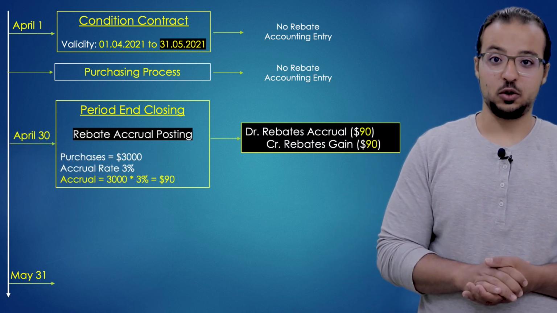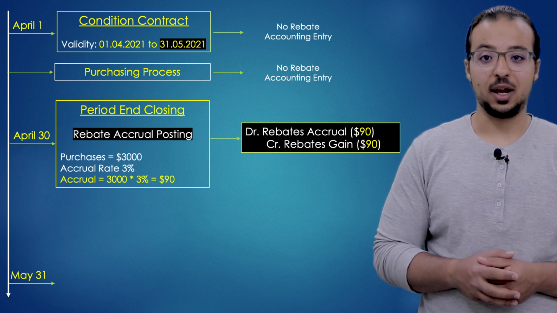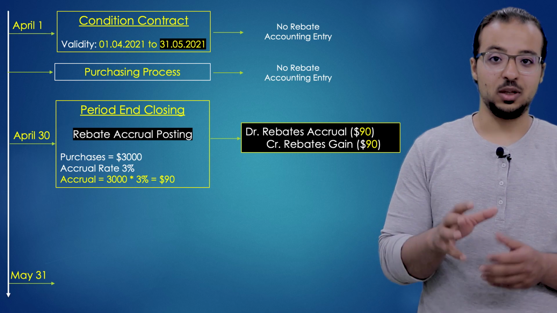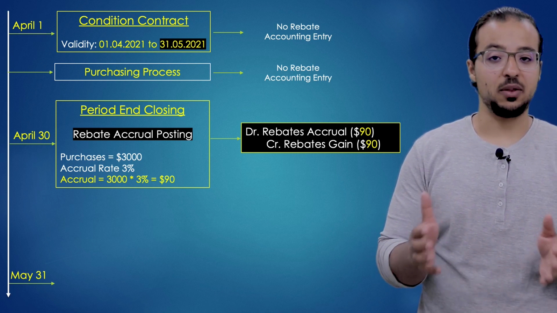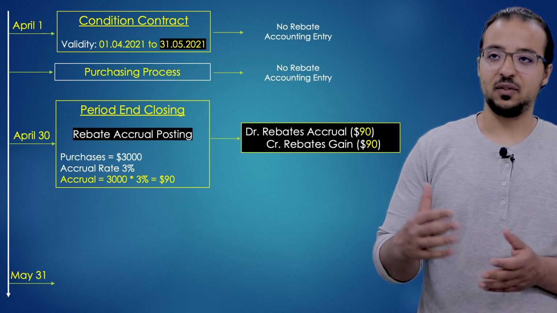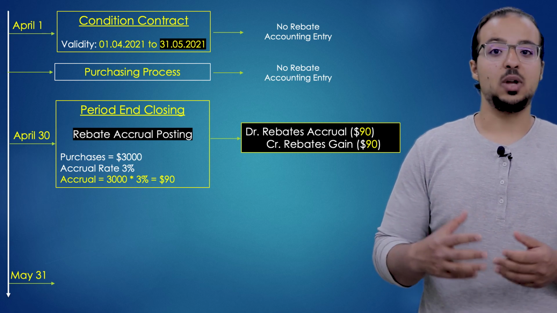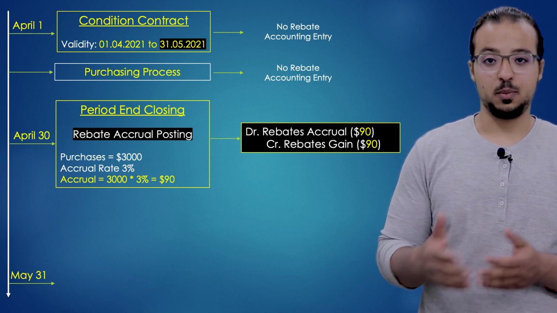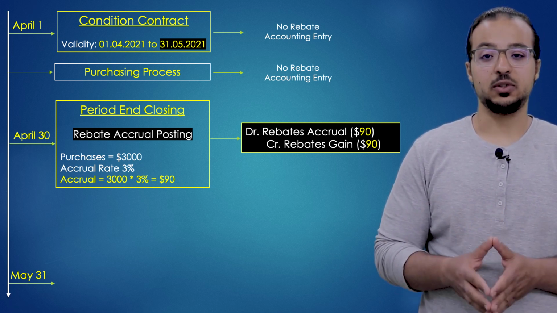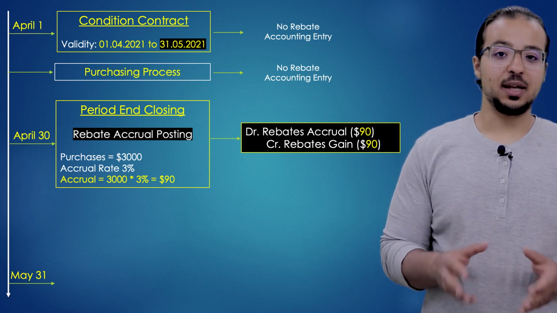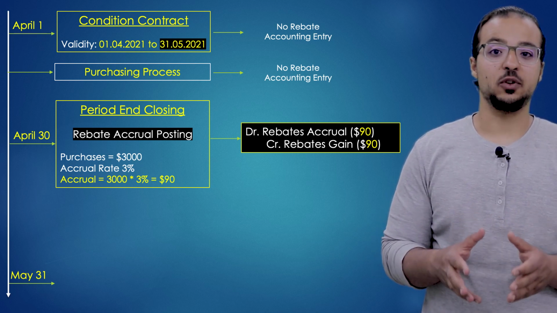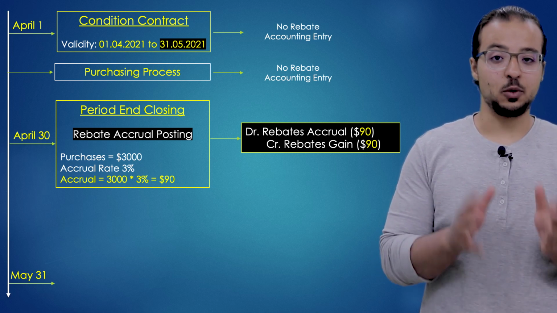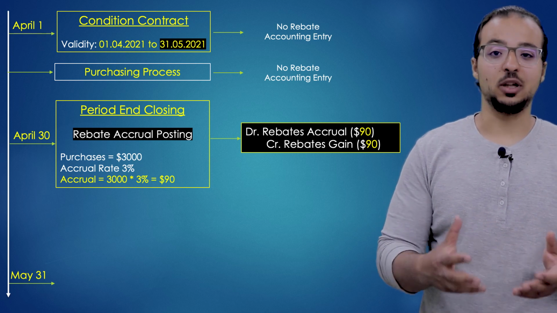So we have a financial entry, which is a debit to the rebates accrual account and a credit to the rebates gain account. And the value of the accrual will depend on the amount of purchasing we achieved by the end of April. So let's say we achieved the value of 3,000 USD and we have an accrual percentage of 3%. So we multiply 3,000 by 3% and we get 90 USD of rebate accruals. And notice that the accrual percentage can actually be different from the rebate percentage. And this is completely normal because this percentage is determined by the accounting department based on multiple factors.